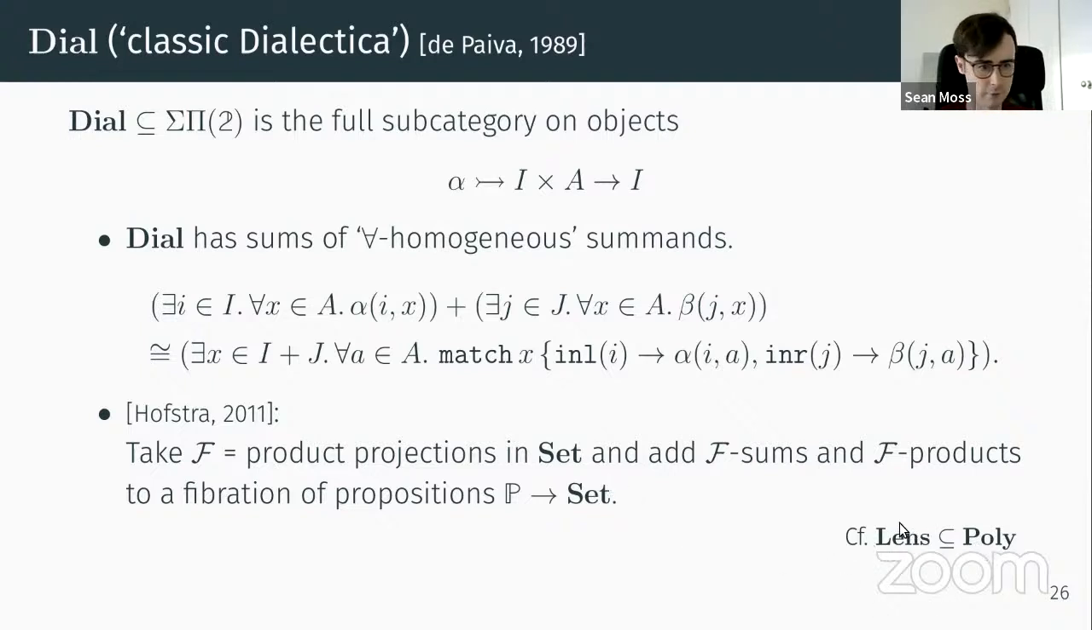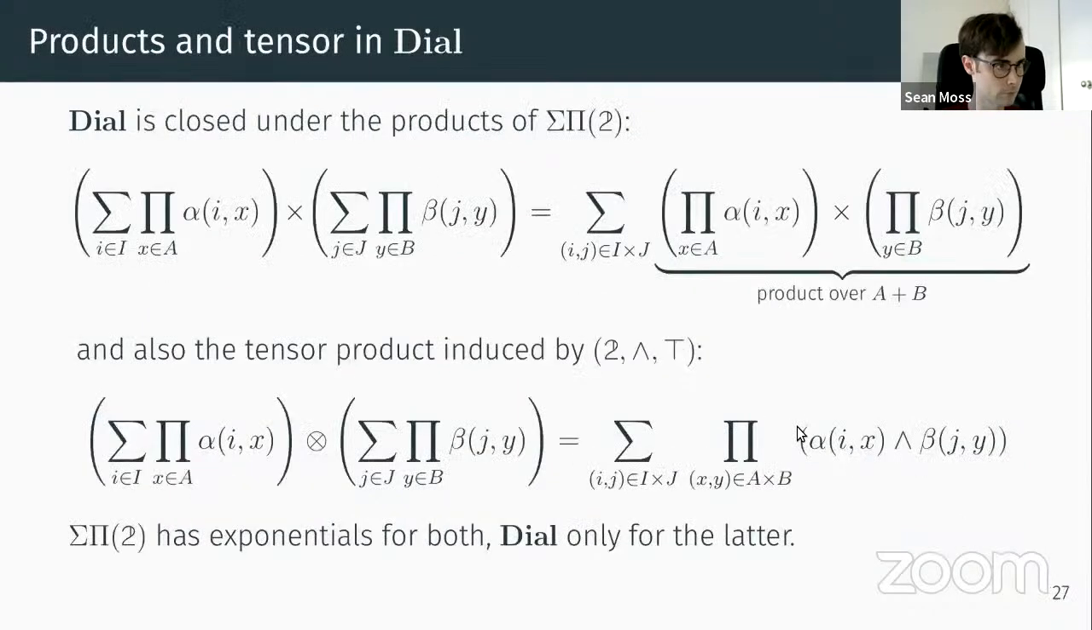And as an aside, compare this with the inclusion of what I'll call lenses in poly. So, polynomials whose underlying bundle is just a product projection. Those can be explained as also being a fibered sum product completion, rather than just being the closure in an ambient category under certain sums.